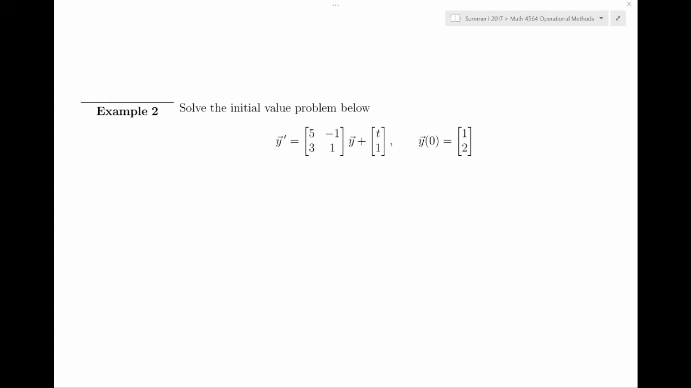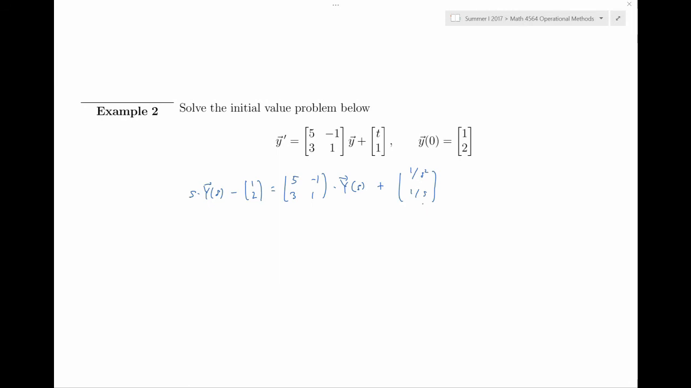It probably involves the same amount of work in terms of computations, but it's a cleaner approach. So let's see what we have. We get the Laplace transform of y prime, which is s times y of s minus (1, 2), should be equal to the matrix (5, -1; 3, 1) multiplied by the Laplace transform of y plus the Laplace transform of (t, 1), which is 1 over s squared and 1 over s.